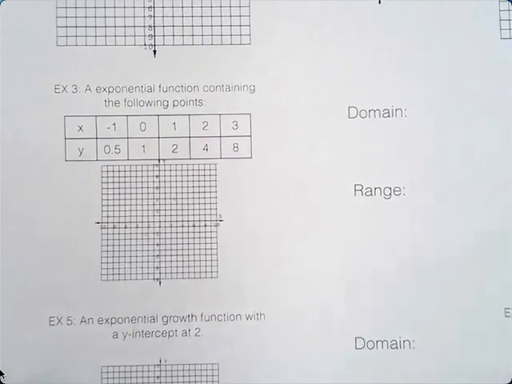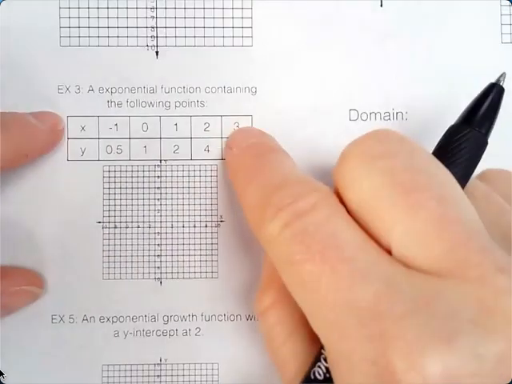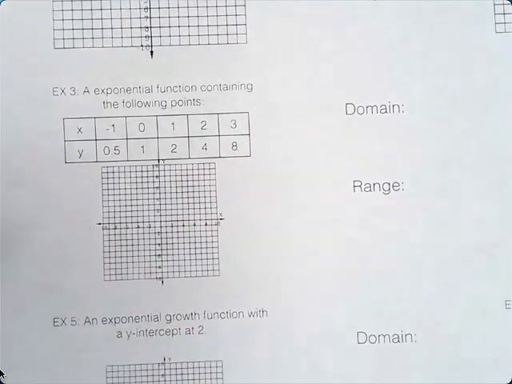Go to example 3. An exponential function containing the following points. We need to do the domain and range. The best way to do it is graph it. So if you're doing your EOC and it gives you this but doesn't give you a graph, in the back of your EOC booklet, they always give you graph paper. You can tear that graph paper out and work on that. You can draw anything on there, math related, EOC question related. Don't just get on there and start doodling. But y'all know what I mean.